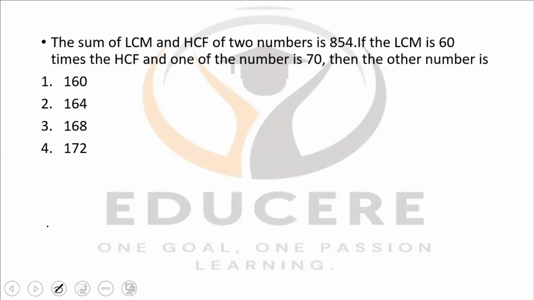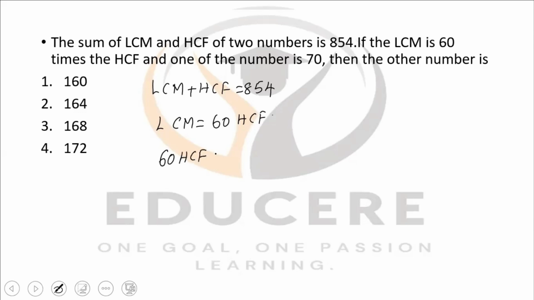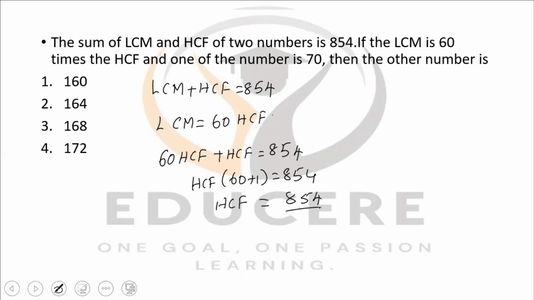Already given that LCM plus HCF is 854, and also given that LCM is 60 times HCF. So LCM, you can write as 60 times HCF. So in the first equation, instead of LCM, we can write 60 times HCF plus HCF, which is equal to 854. Or HCF times (60 plus 1) is 854, or HCF is 854 divided by 61. So this will give you 14.